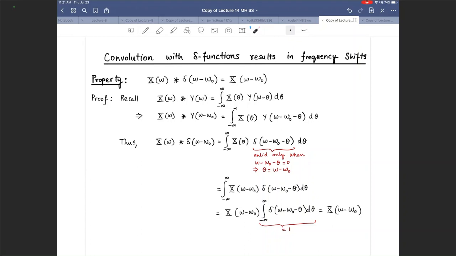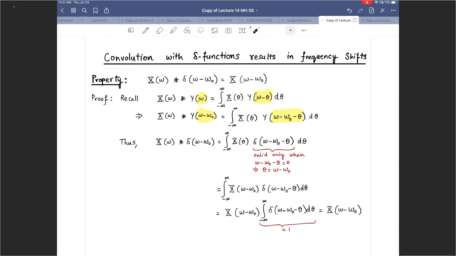So let's take a look. Proof. Recall that X of omega convolved with Y of omega can be written as integration over all theta, X of theta, Y of omega minus theta d theta, right? So that is essentially the convolution integral, but in frequency domain. So instead of tau, we chose theta, and instead of t, we have omega. Now, if we shift Y, what do you get? Instead of omega, you have omega minus omega naught. If you shift that, this omega minus theta will become omega minus omega naught minus theta. That's it.